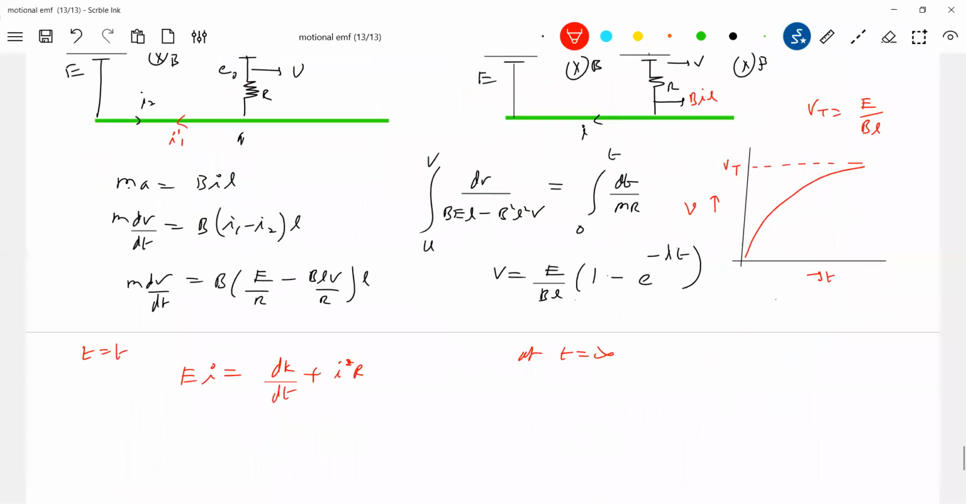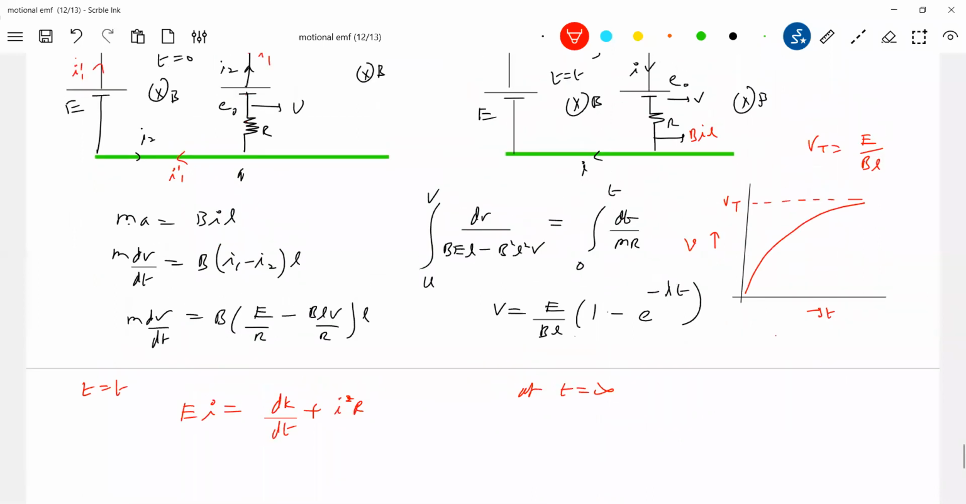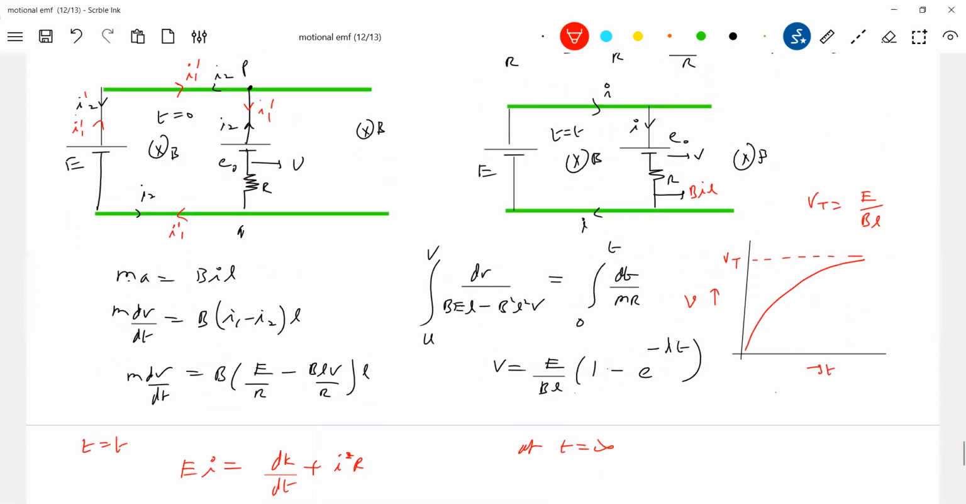And let's come to this. After a long time, what will happen? The overall, after a long time, put t equal to infinity. Then the terminal velocity will become equal to E by BL. Then the EMF induced across the rod will become equal to the applied EMF.